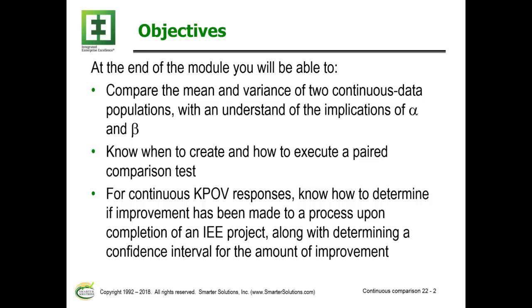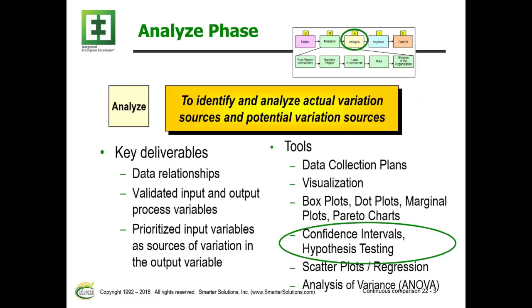Next, you'll be able to know when to create and how to execute a paired comparison test for a continuous response key process output variable, and know how to determine if an improvement has actually been made to a process upon completing a project that was to improve the process.